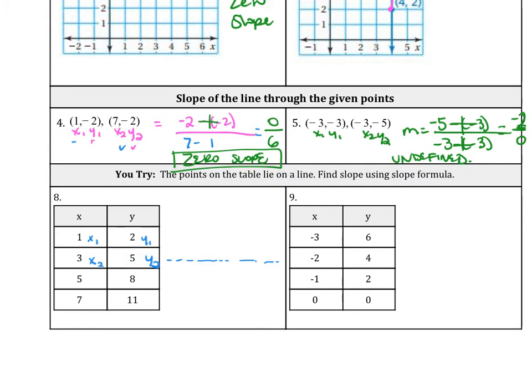So I'll use this. So m equals y2, so 5 minus 2 over 3 minus 1. So 5 minus 2 is 3 over 2. So our slope is 3 over 2. So that's one way to do this problem, using the slope formula. Another way to do it, and maybe you remember this from Algebra 1, or even in geometry, is that you can use the rate of change.